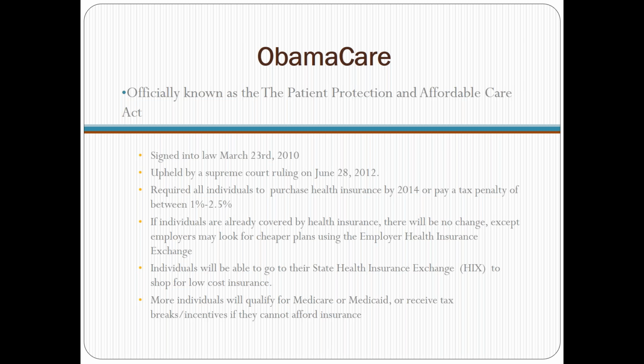Obamacare is officially known as the Patient Protection and Affordable Care Act. It was signed into law March 23rd of 2010. It was upheld by a Supreme Court ruling on June 28th, 2012. Basically what it did was require all individuals to purchase health insurance by 2014 or incur a tax penalty of anywhere from 1 to 2.5%, and I think it's up to a $1,080 tax penalty. And I believe there is a cap to that.